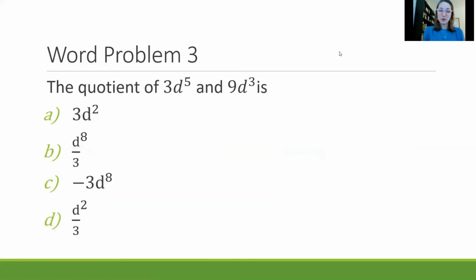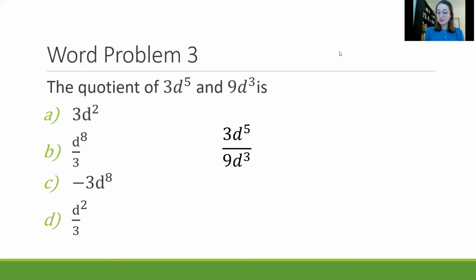For word problem 3, it says the quotient of 3d to the 5th and 9d to the 3rd is... So we need to figure out some of the language here. What do we mean by quotient? Well, quotient tells me that we're dividing. So we're going to write this out as division. 3d to the 5th divided by 9d to the 3rd.